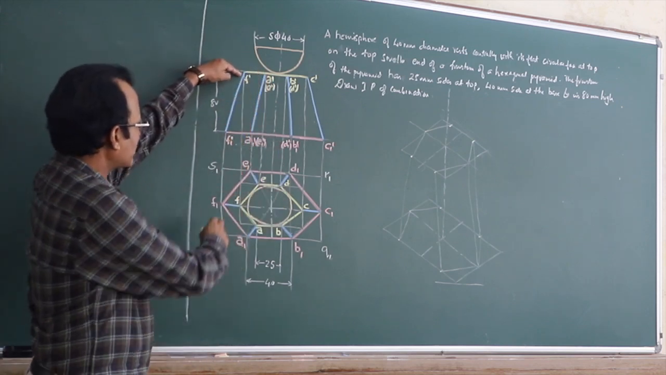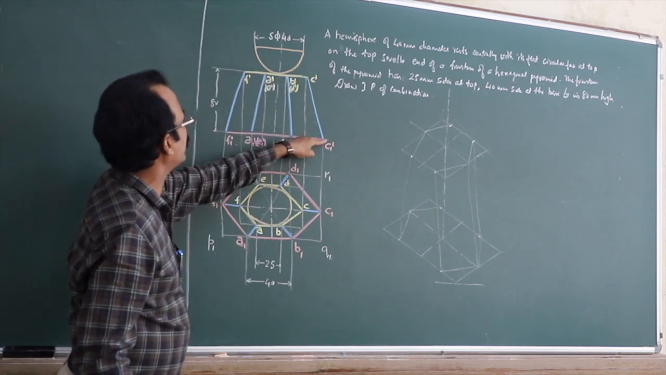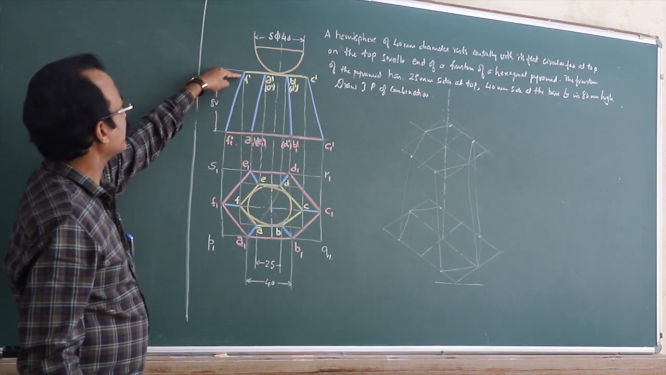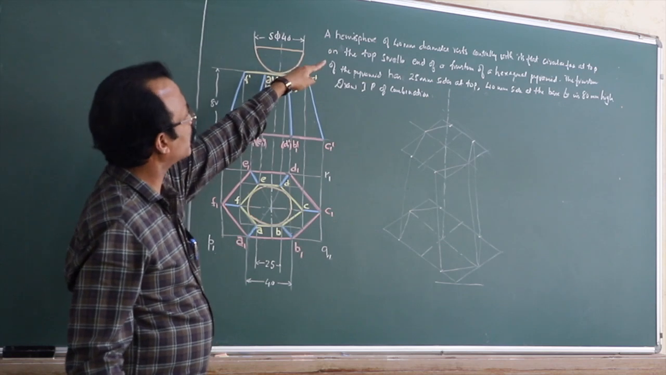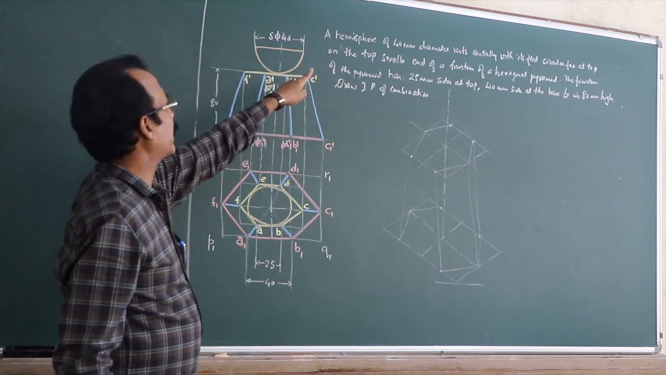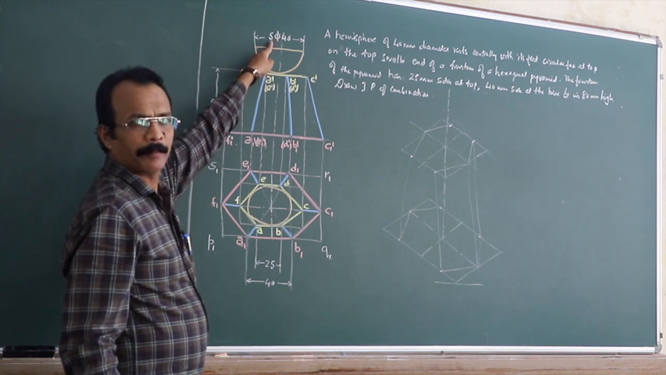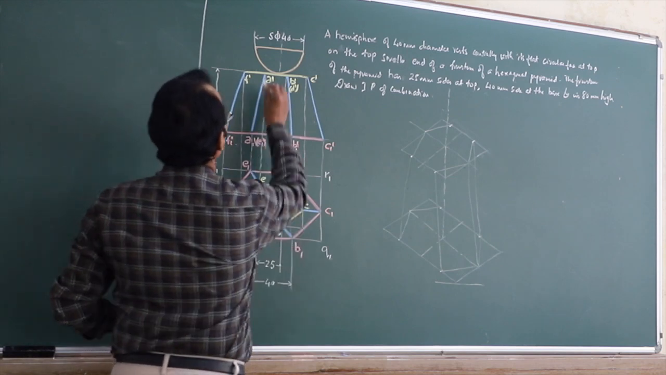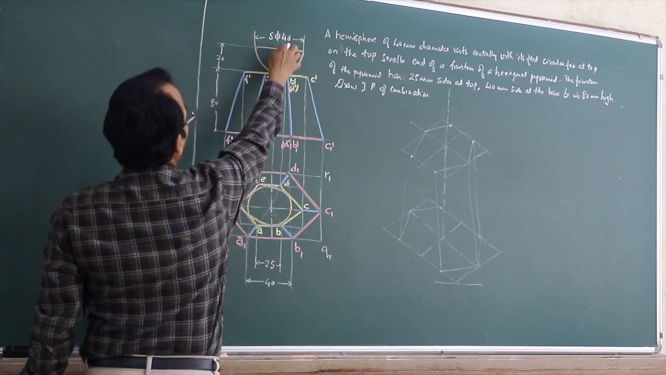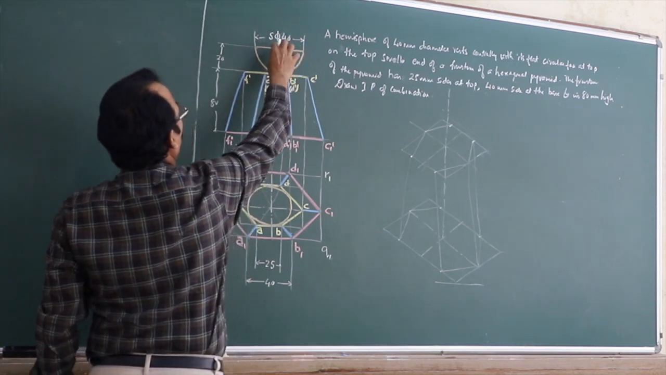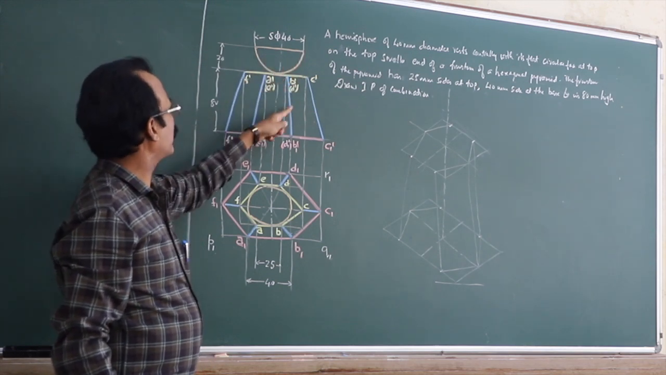Then, as you have connected here, connect the slant edges A A1, B B1, C C1, D D1, E E1, F F1. Then on top of it, you have a hemisphere of diameter 40 mm. The dimensioning is done as S dia, S meaning sphere. From here you take a height of 20 mm and draw a semicircle of radius 20 or diameter 40. That completes the front view.